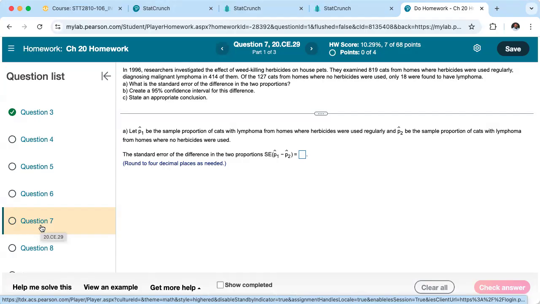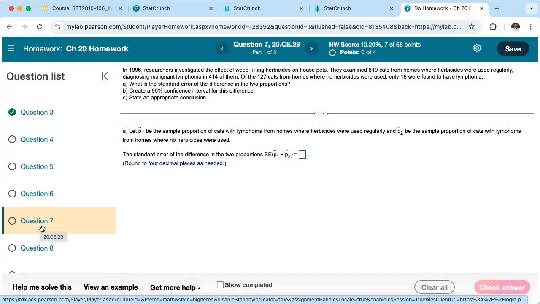Here we are told that in 1996, researchers investigated the effect of weed-killing herbicides on house pets. So they examined 819 cats from homes where herbicides were used regularly. And then they diagnosed lymphoma in 414 of them. And of 127 cats from homes where no herbicides were used, only 18 of them have lymphoma. So what they are trying to do here is that they have some homes where they used herbicides and then they diagnose those cats there.